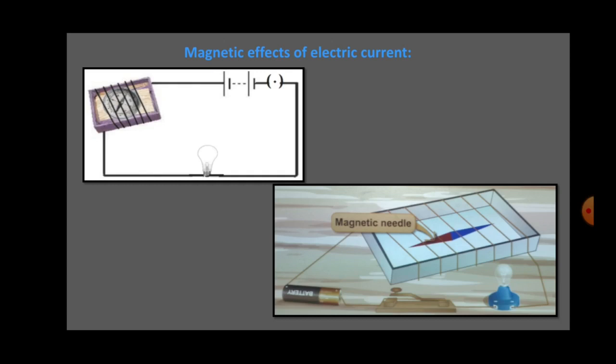Now first of all, we have to arrange the apparatus as shown in the picture. We have to take the inner tray of a matchbox, and then we have to place a small magnetic needle inside the tray.